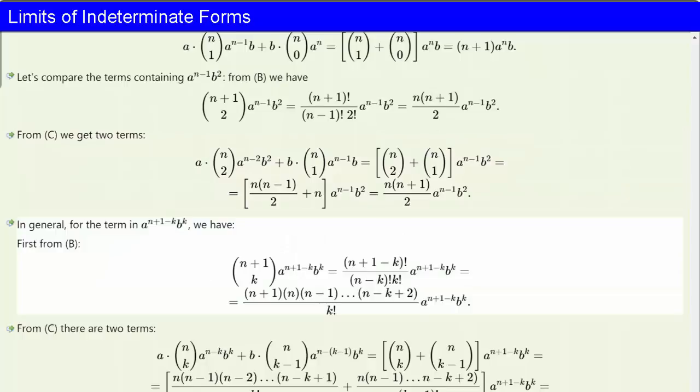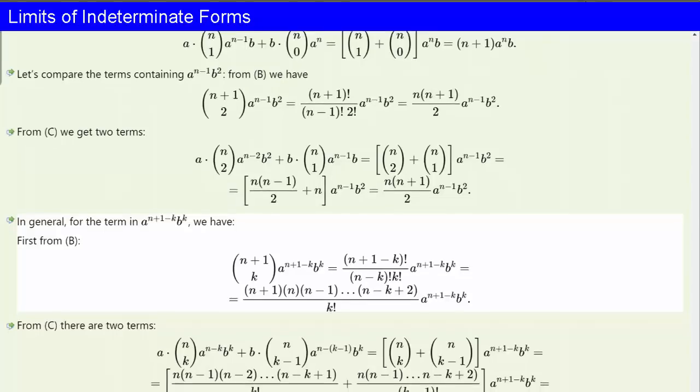In general, for the term in a^(n+1-k) b^k, you have from B the term (n+1 choose k) times a^(n+1-k) times b^k. And when you clean that up, you get a coefficient with numerator (n+1) times n times (n-1) down to (n-k+2), over k factorial, times a^(n+1-k) b^k. It's not pretty, but it's accurate.